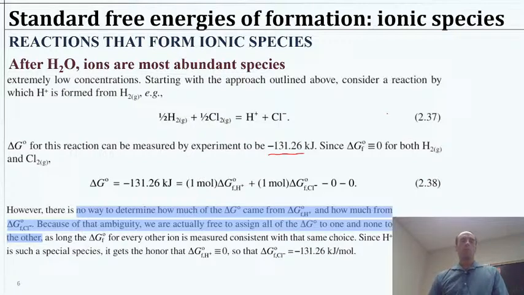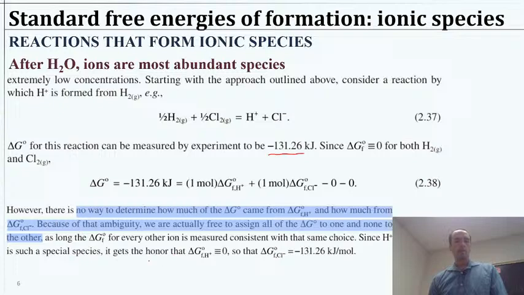And so the book's describing here that the formation is 0 for both gases, then we can say in total the standard Gibbs free energy for this reaction is that negative 131. Since we don't know how much of that is coming from the hydrogen and how much from the chlorine, we just assign it all to the chlorine side of the reaction. So there's that assumption.